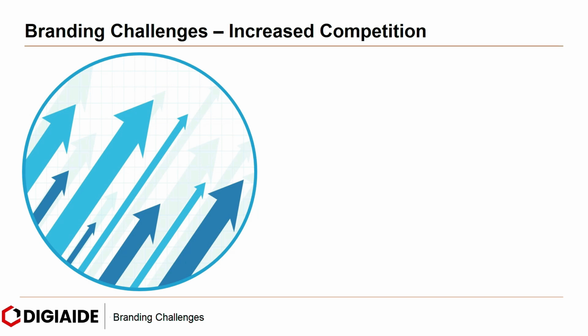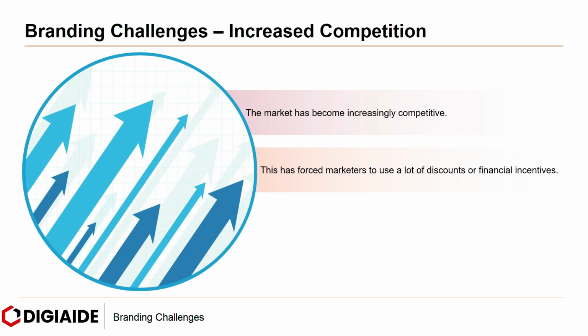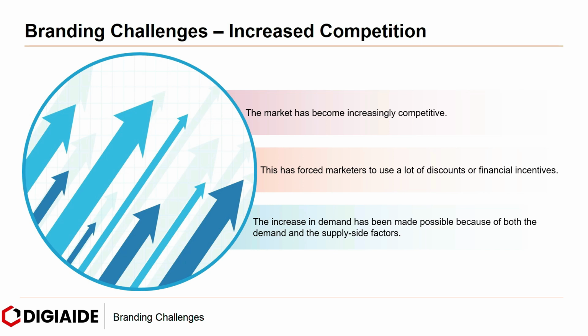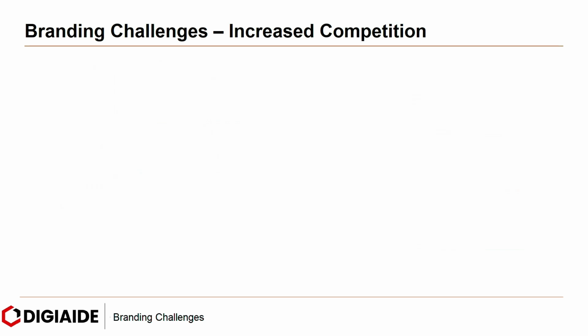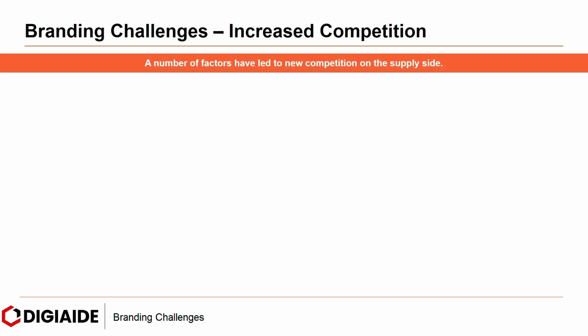Next, the challenge of increased competition. The market has become increasingly competitive. This has forced marketers to use a lot of discounts or financial incentives. The increase in competition has been made possible because of both demand and supply side factors. Moving further, a number of factors have led to competition on the supply side.